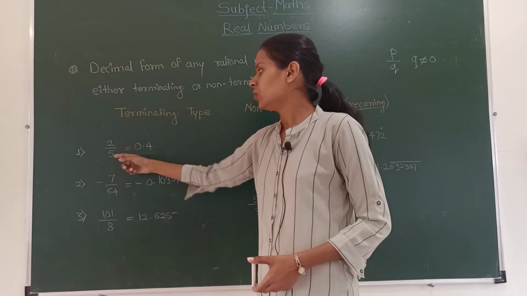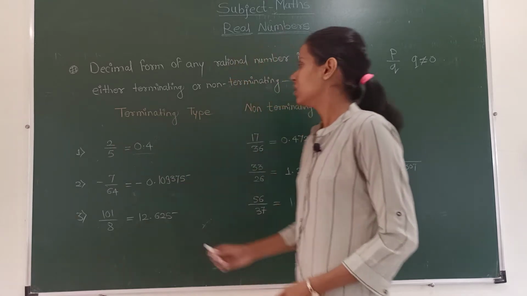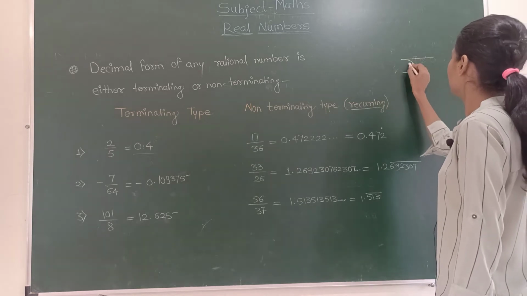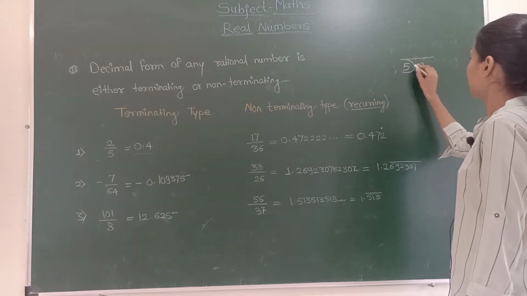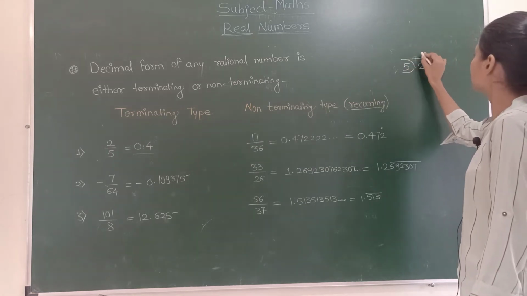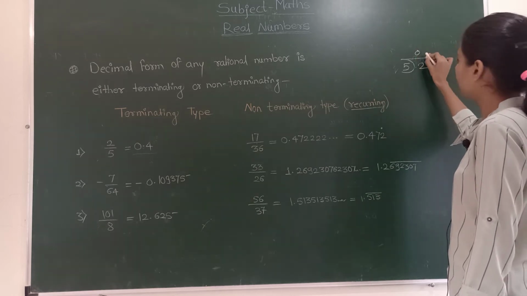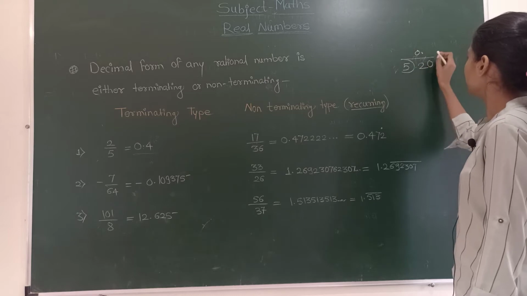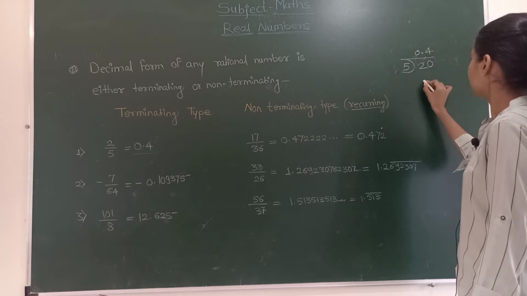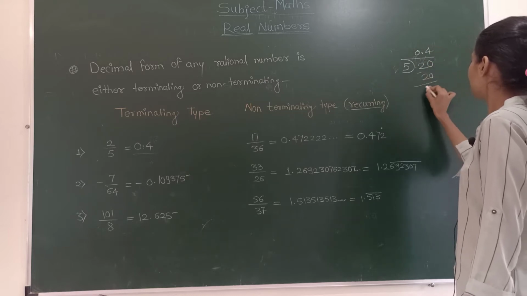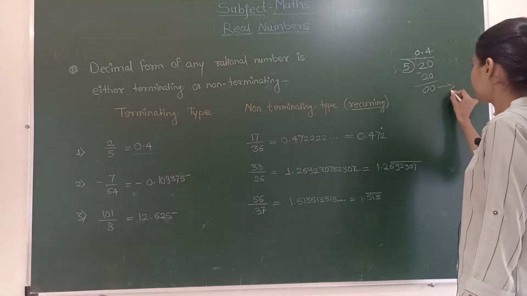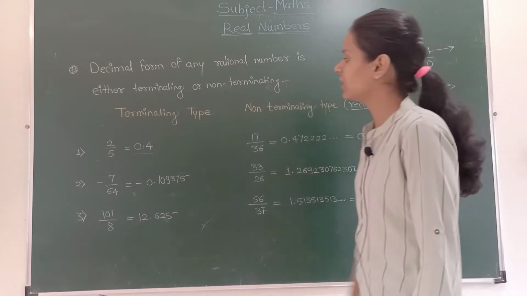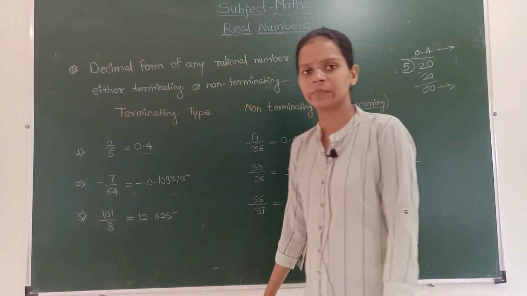See, 2 upon 5. We will divide this so that you will know. 5 into 0, so we will get 0. We will get a point, so we will add 0 over here. 5 fours are 20, so 20 minus 20 is 0. You can see the remainder is 0 over here, and you will get the answer 0.4.